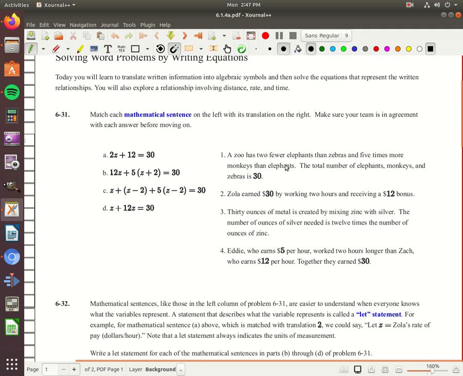A zoo has two. So anyway, I'm sorry. So match each mathematical sentence on the left with its translation on the right. Make sure your team is in agreement with each answer before moving on.